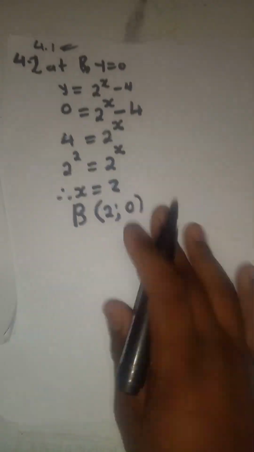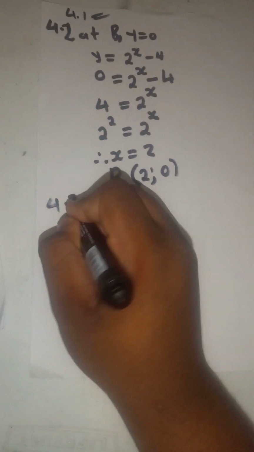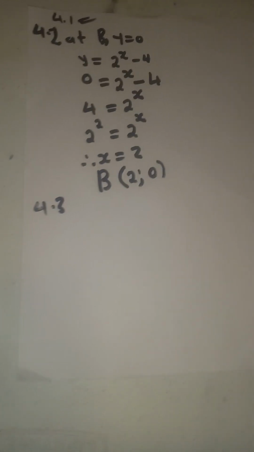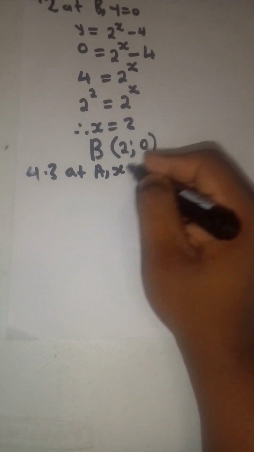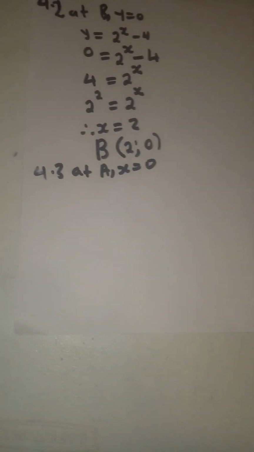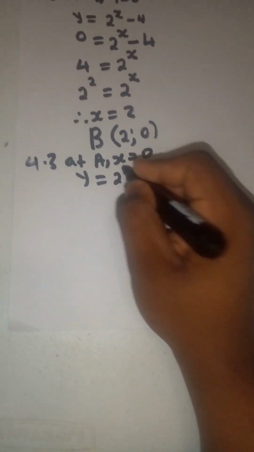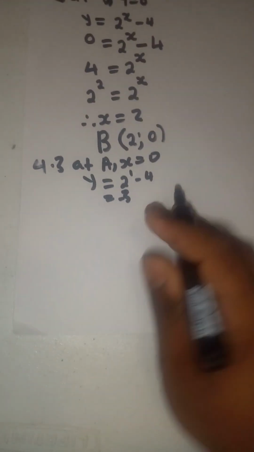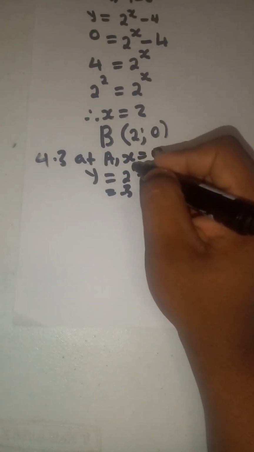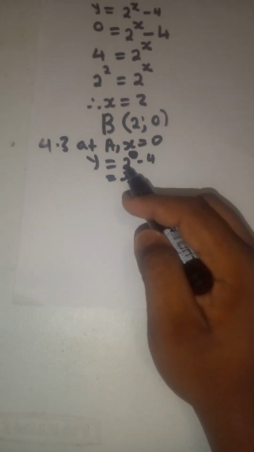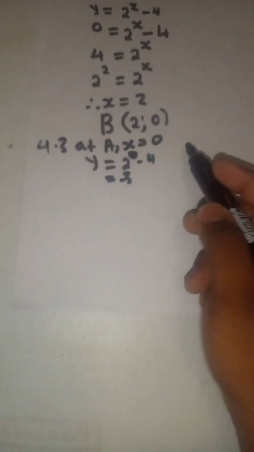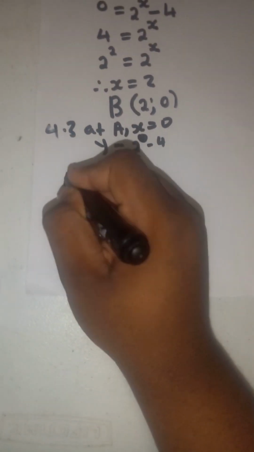Let's just calculate them. So now 4.3, this marker is dying, so I have to change it. Don't always use inspection. So let's simply find the coordinates of A first. I know that at A, x is equal to 0. So now I'm going to do simple substitution. So y is equal to 2 to the power of 0 minus 4, which is equal to minus 3. Sorry, we're at x is equal to 0, because at A, x is equal to 0. So anything to the power of 0 is 1. 1 minus 4 is negative 3. So now I have A and B.